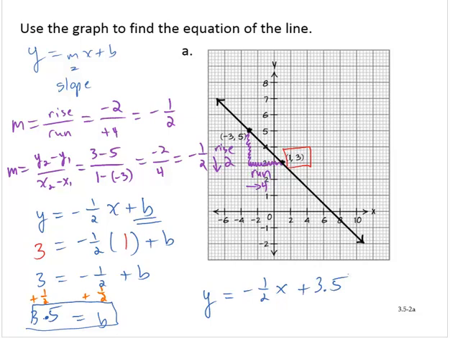Now, of course, if it wanted all fractions, I could convert that decimal number to a fraction. I could write y = -1/2 x + 7/2. So however we want it.